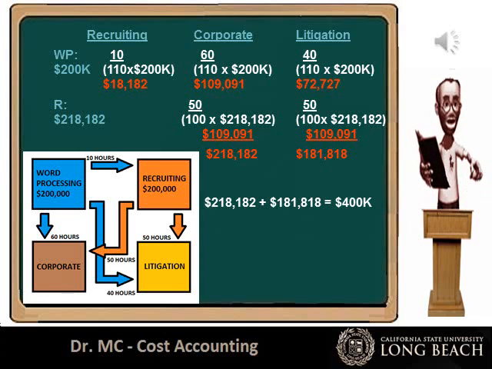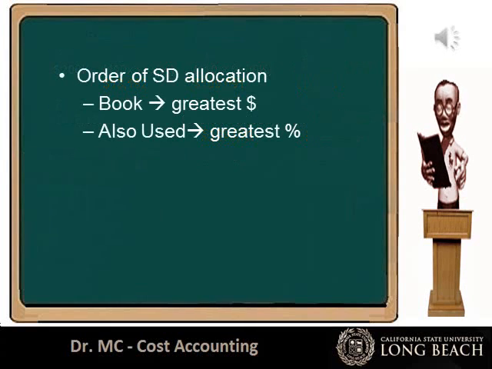There are 2 methods used to decide the order in which the support departments allocate their costs. The first method is the easiest to use and the most popular. You let the support department with the highest costs go first. The second method says that you let the support departments that spend the highest percentage of their cost driver on the other support departments go first. You need to know both methods for the exam.